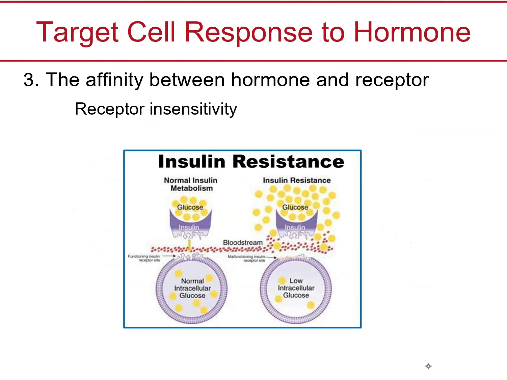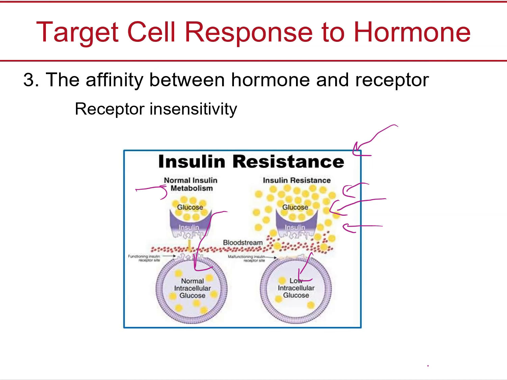Another thing we know is the affinity. How much does the receptor like the hormone? If the receptor in the cell is super sensitive, it's going to bind faster. If the affinity decreases, then it might ignore it. And we see this with something called insulin resistance. When insulin binds to its receptor, it basically allows glucose to get into the cell. If that cell receptor does not respond to insulin anymore, then the glucose cannot get in the cell and it accumulates in the blood, and there's less inside the cell. We'll talk about this later when we talk about insulin.